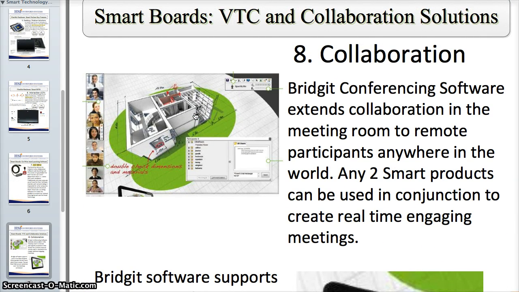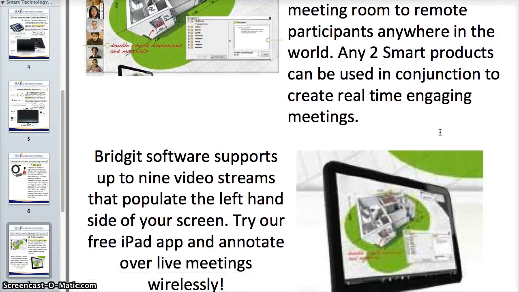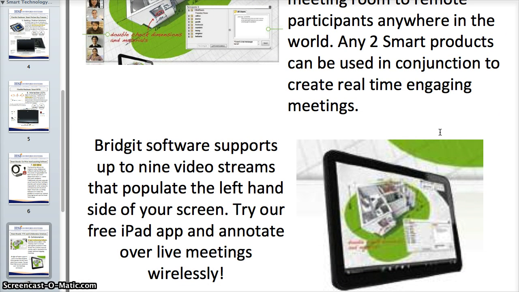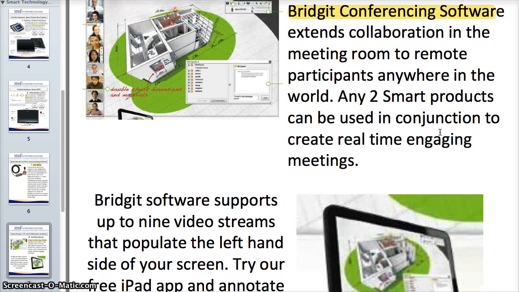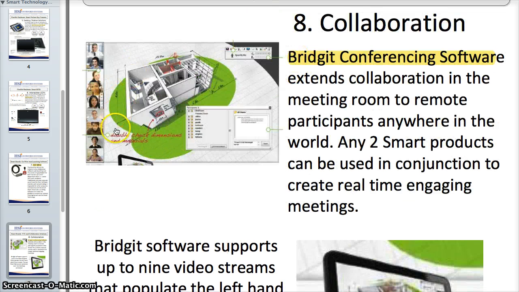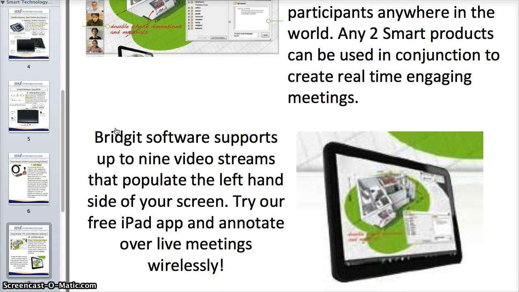Now let's talk a little bit about Smart's collaboration software. It's called Bridgit conferencing software. It extends the collaboration beyond the meeting room to remote participants anywhere in the world. If you have Smart products already, you can use any two in conjunction for real-time engaging meetings. The Bridgit software supports up to 9 video streams that can populate in the left-hand side like you're seeing here. And it allows for actually a free iPad app where you can annotate over live meetings wirelessly.